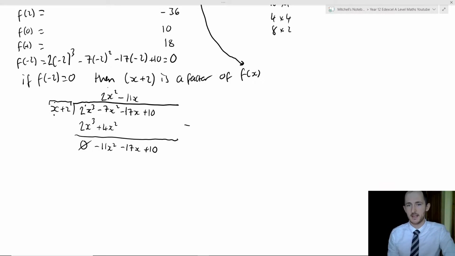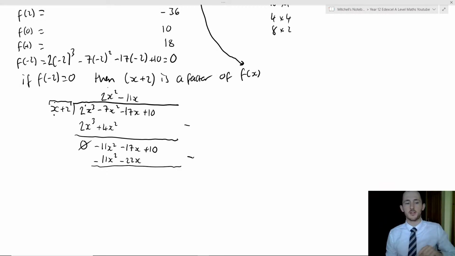Minus 11x times x is minus 11x squared. And remember, I said that the first thing should always be the same, because we've divided by it and then we're timesing by it again. Now minus 11x times 2 is minus 22x. Okay, good. Then we do another line and we subtract them.